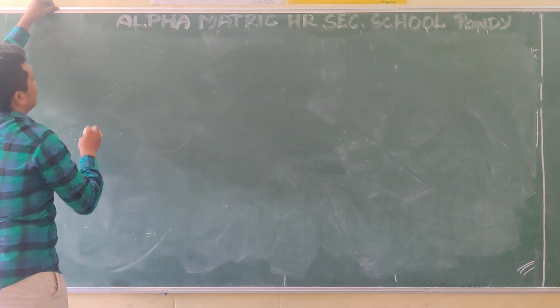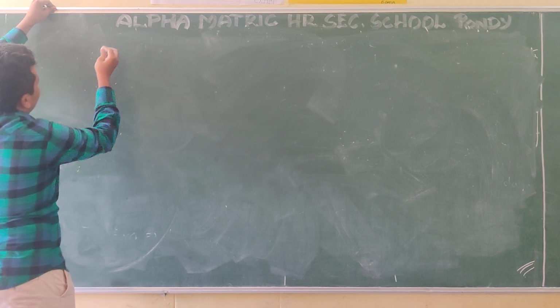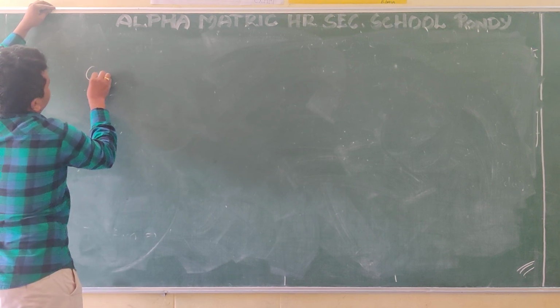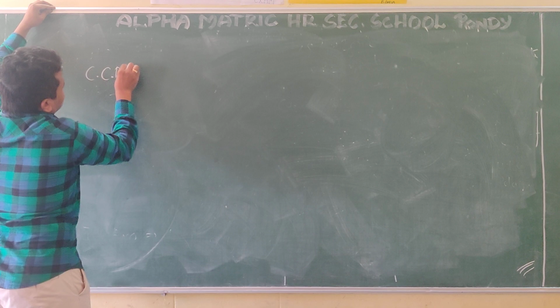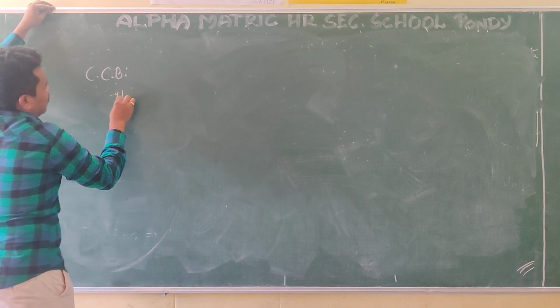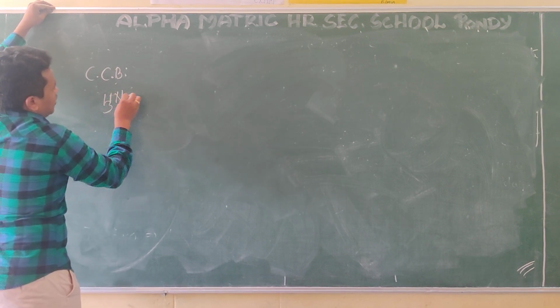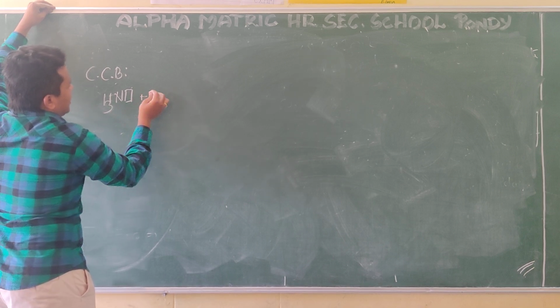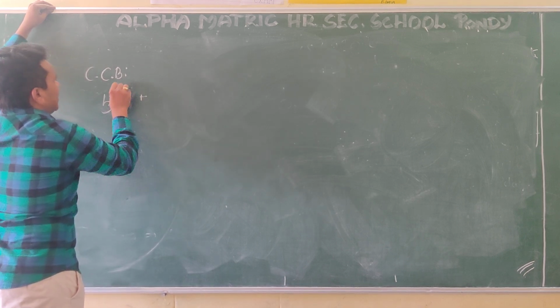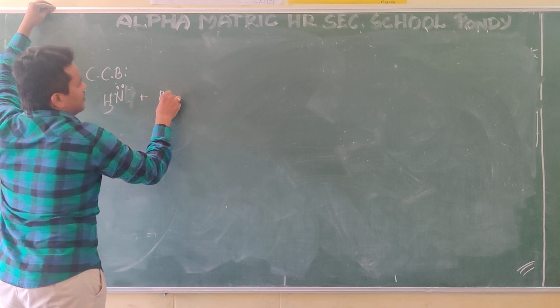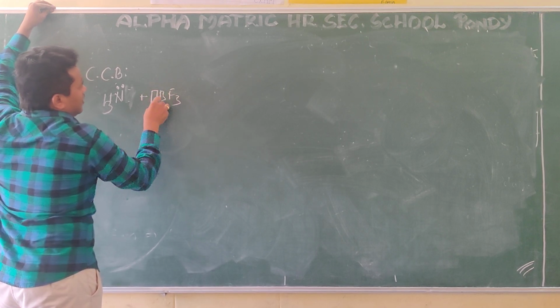What are the other bonds here? Other bond, what is that? Coordination covalent bond. It requires two molecules: ammonia, one with a lone pair, and the other with a vacant orbital.